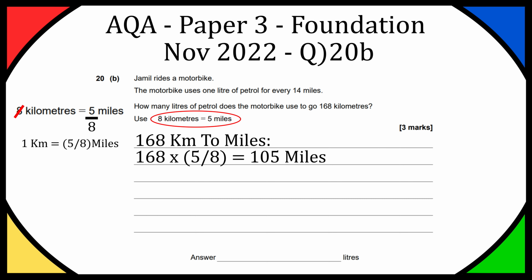Next up, we know that 1 litre of petrol gets us 14 miles on the motorbike. So if we take 105 and divide it by 14, we will see how many litres of petrol we need. So let's do 105 divided by 14, and that's going to give us 7.5 litres. So the final answer is 7.5.